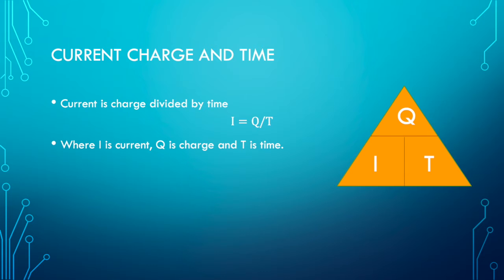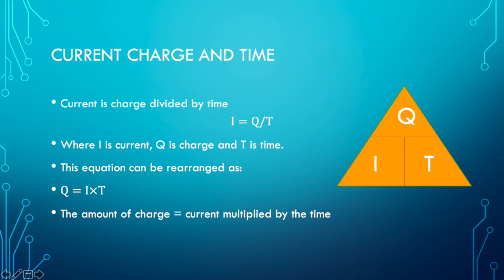We can rearrange this equation so that Q is the subject, and we get Q equals I times T, which says that the amount of charge transferred, or the amount of charge that passes through a point, is equal to the current of the circuit multiplied by the duration of time that the current was flowing.